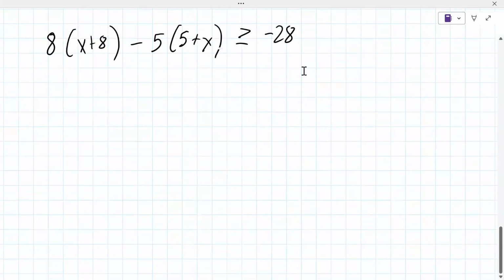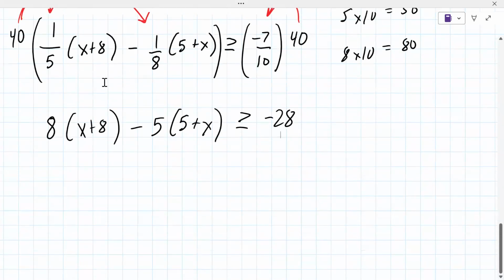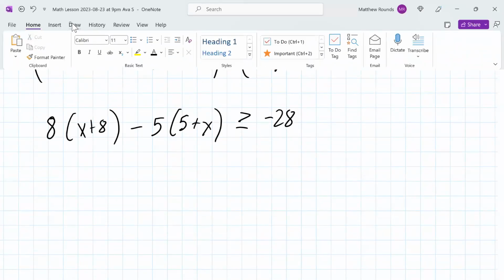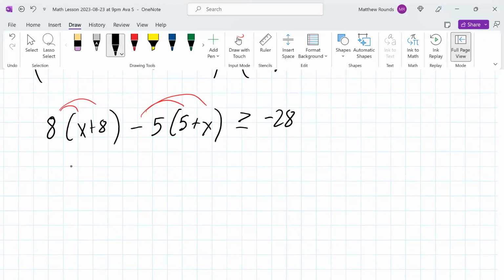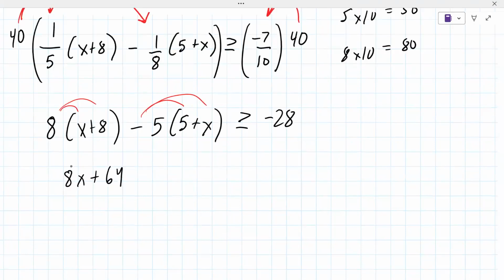Now it's like a problem we've been doing. You have to take that 8. Sorry, I know I scrolled past that, but now we've done a bunch like this. You take that 8 and distribute in, that -5 and distribute in. All right, so this is 8x plus 64 minus 25 minus 5x. Yeah, I agree with that.